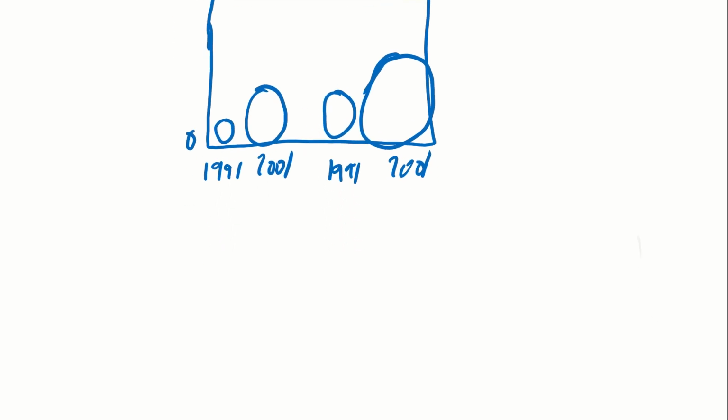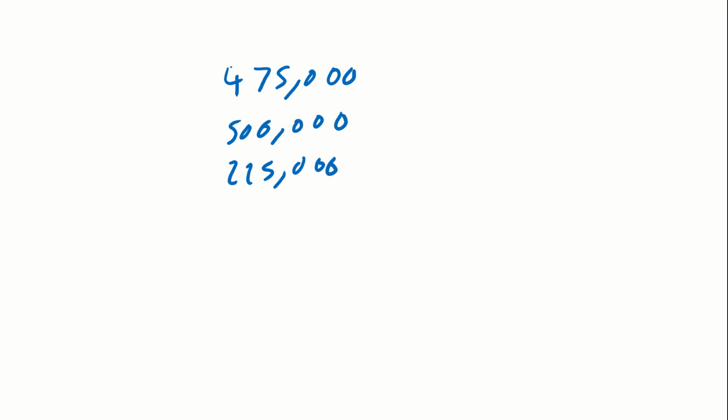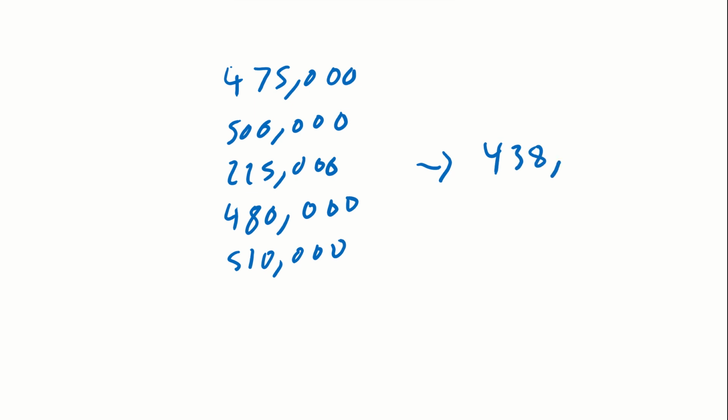So we also can see misleading in statistics. If we have this problem that there are 5 homes, one is 475,000, one is 500,000, one is 225,000, one is 480,000, and the last one is 510,000. And if we were to find the average, we would get $438,000.